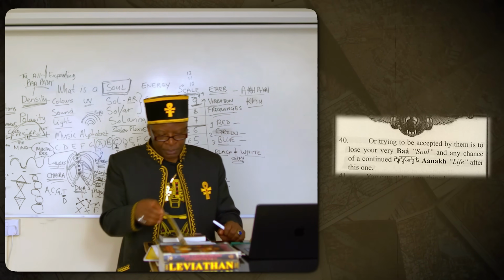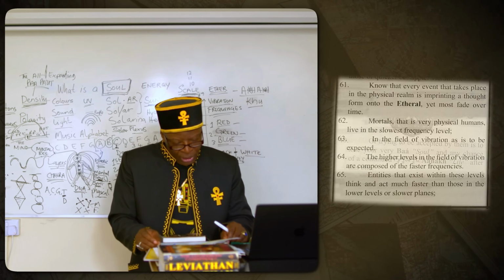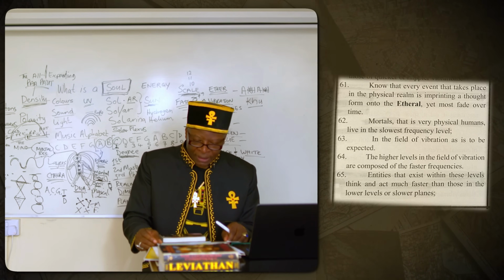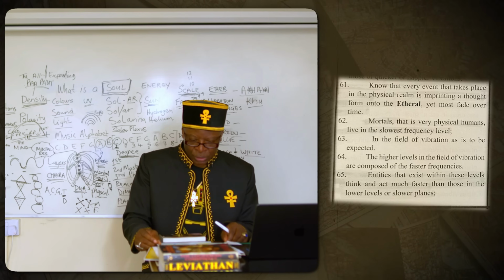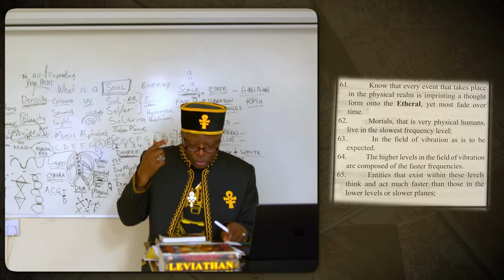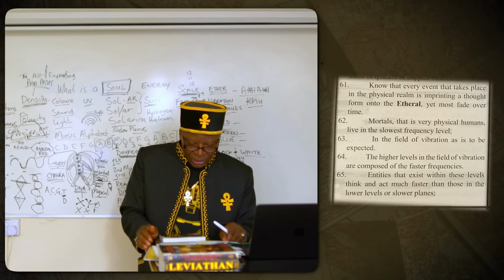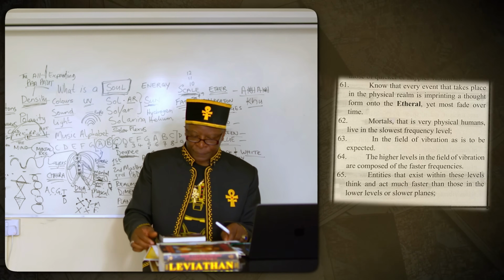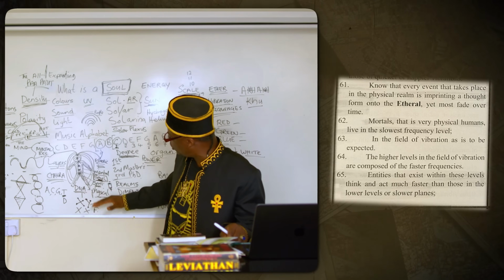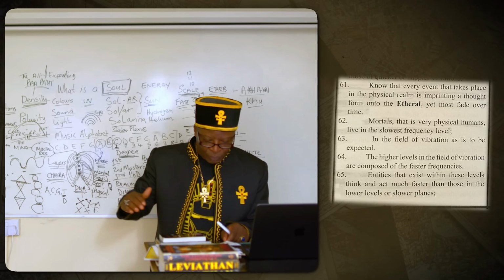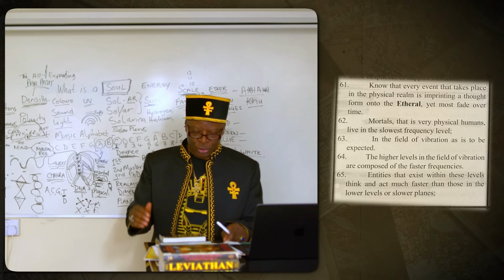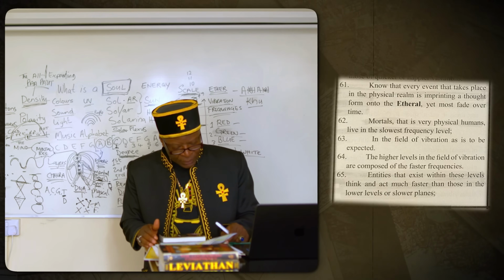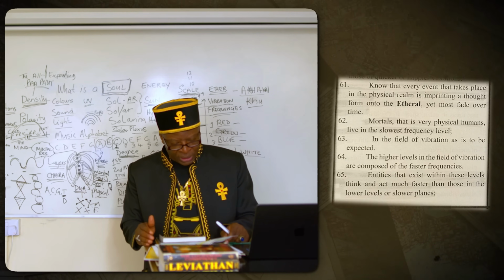Okay, so let me just jump a little bit. I'm going to jump to verse 61, right? Know that every event that takes place in the physical realm is imprinting a thought form onto the ethereal, yet most fade over time. 62, mortals, that is very physical humans, people that are vibrating on the lower side, on the physical realm, they live in the slowest frequency level, the lowest frequency level, and in the field of vibration as is to be expected.